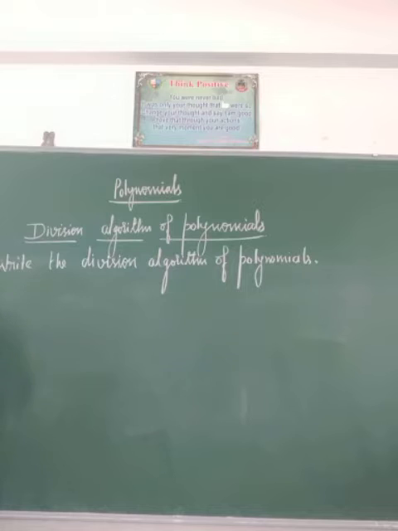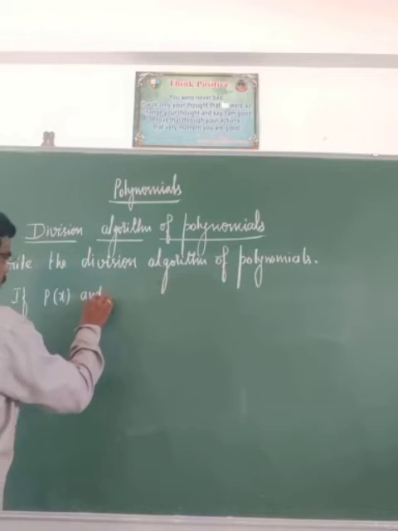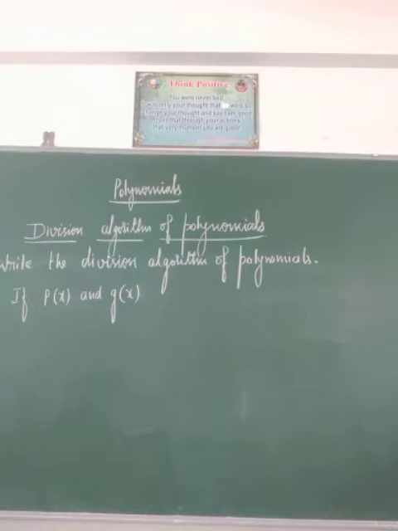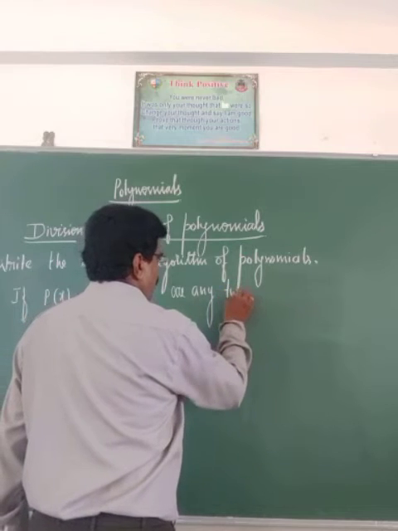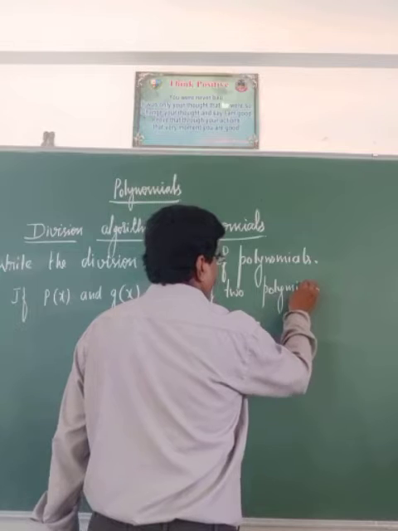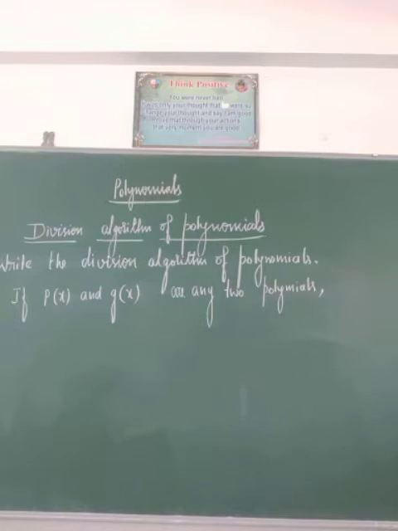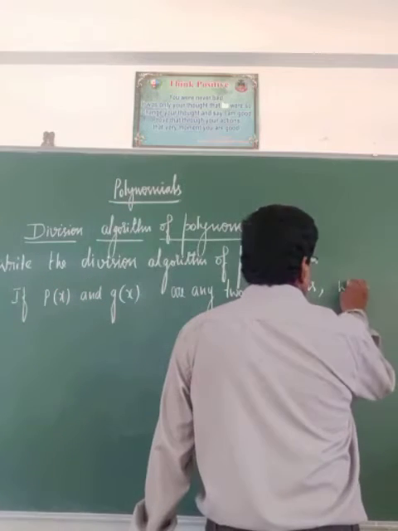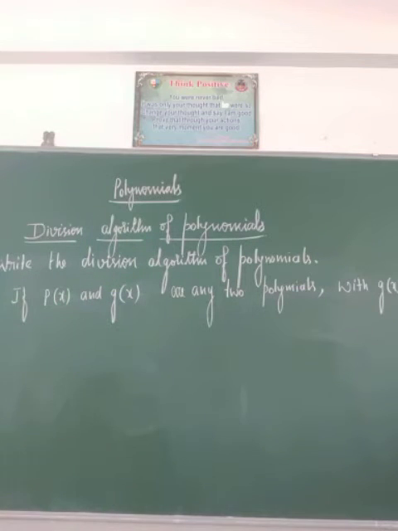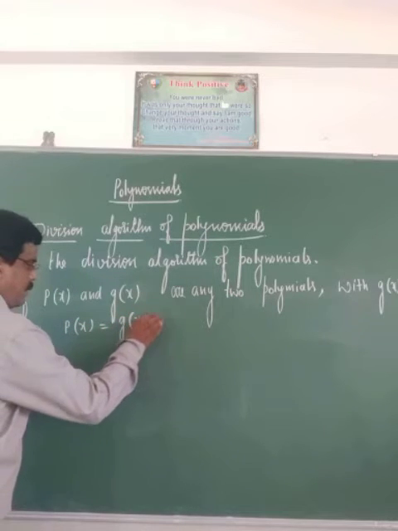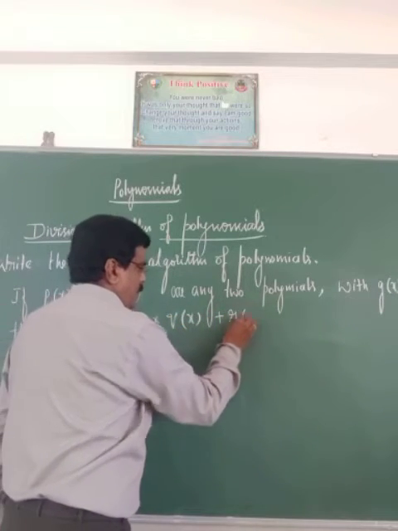The answer for this is: if p of x and g of x are any two polynomials with g of x not equal to 0, then p of x is equal to g of x into q of x plus r of x.